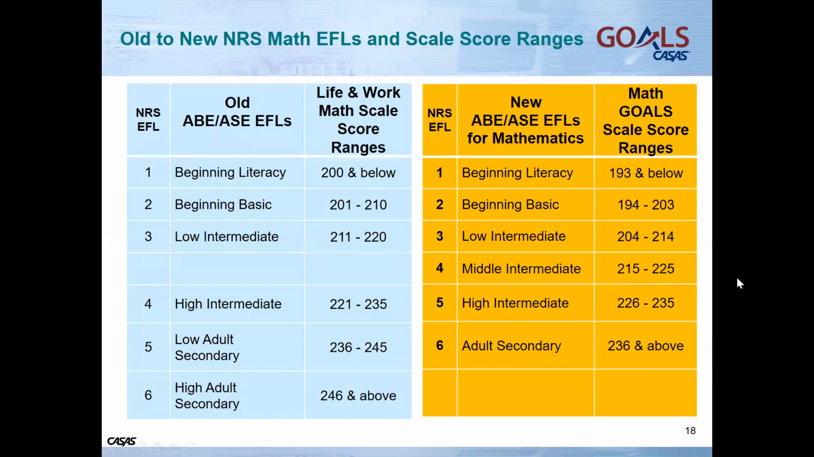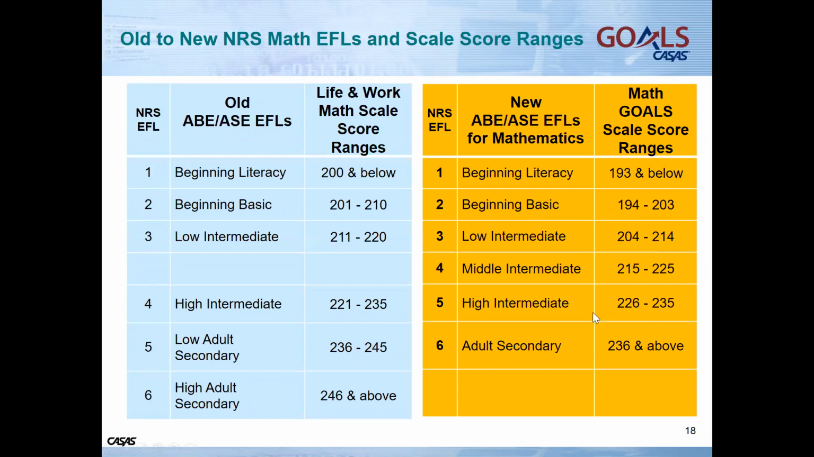So at low intermediate, the overlap starts to happen more between what was before, but you can get into that level with a 204 and out of it with a 214. Middle intermediate goes 215 to 225, so that's starting to take up the difference compared to the previous score ranges, so that when you get to high intermediate, it actually starts higher at 226, but it ends at the same place as before, at 235.